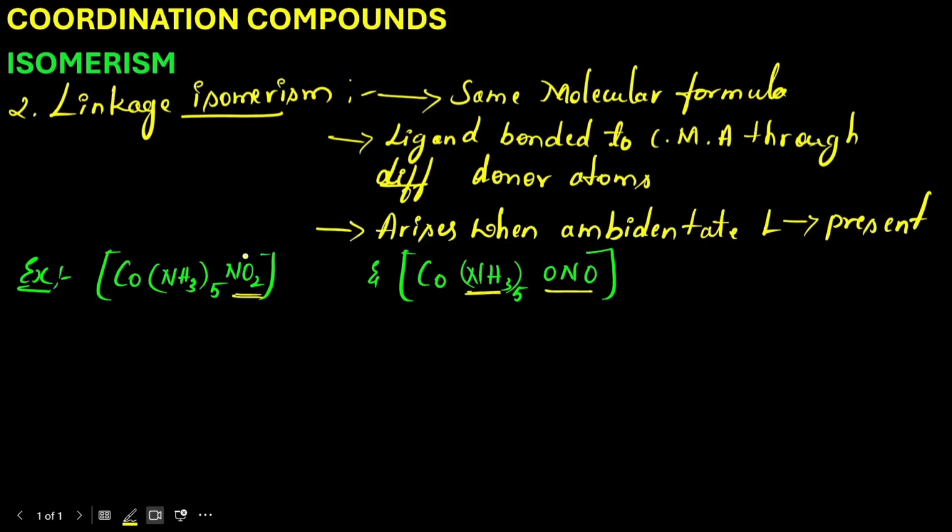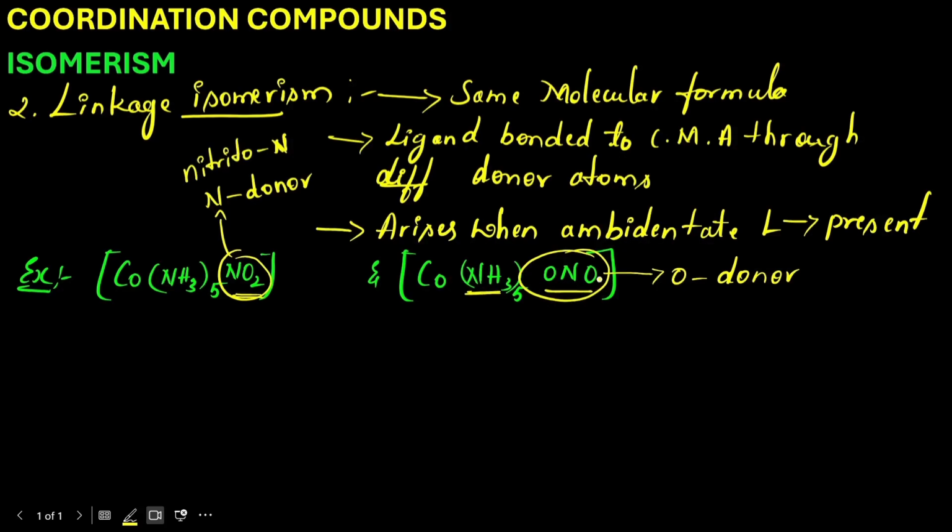In the NO2 ligand, the donor atom is nitrogen. And coming to ONO, oxygen is the donor atom. Here this NO2 is named as nitrito-N.